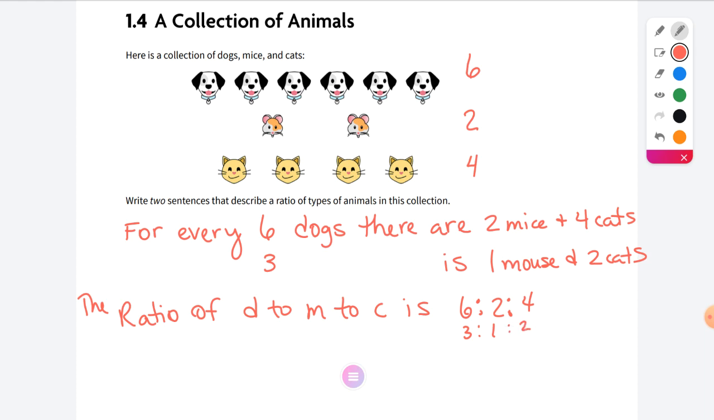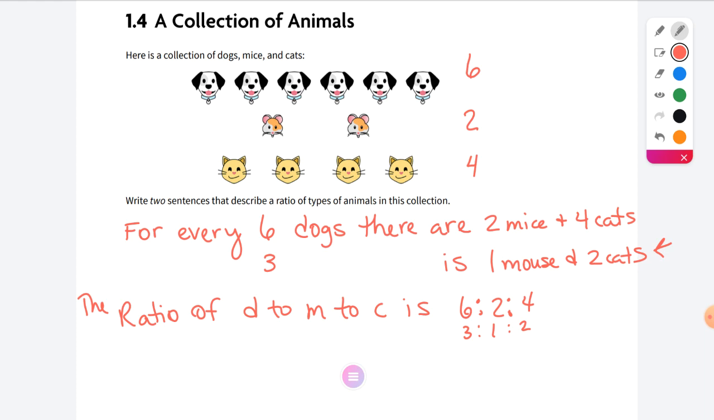Who has another sentence? Dayton, what'd you put? I put there are 3 dogs to every 1 mouse and 1 mouse for every 2 cats. Okay, so that was kind of like this one, right? Could I have said for every 3 dogs there are 2 cats? Yeah, because the sentence didn't say it had to include all 3 animals. For every 1 mouse there are blank dogs. Bryce? 3 dogs. Yes, 3 dogs.